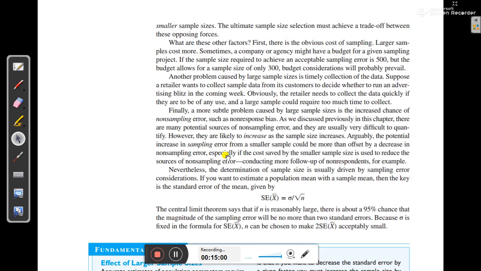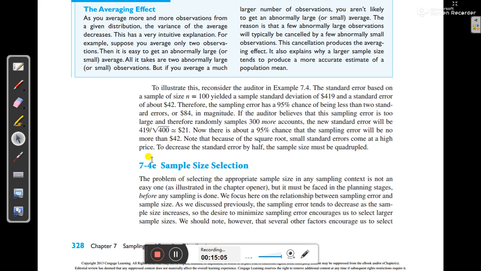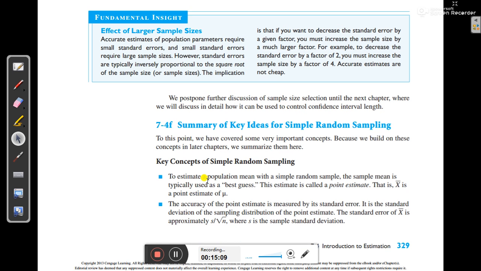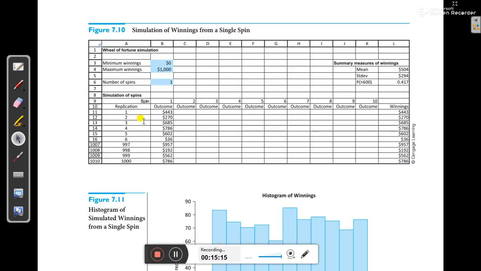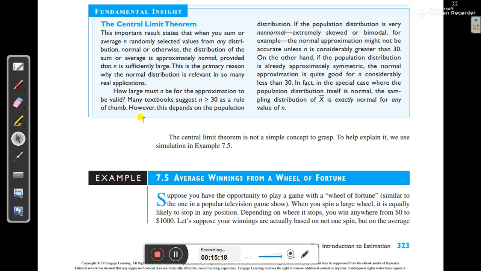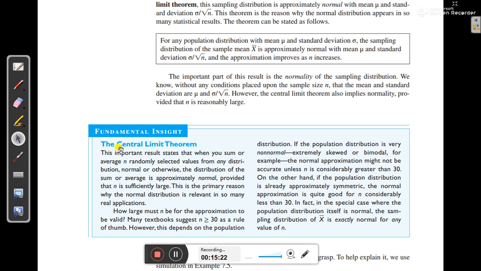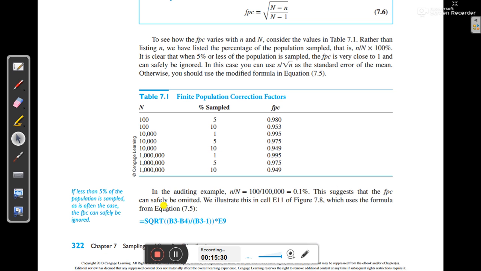We'll try to go into more detail in the next class: how we can select sample size, and the summary from simple random sampling. We'll try to understand the problems related to this and what you need to learn from this, and again the central limit theorem in the next video. If you have any doubt, please let me know. We'll try to resolve it over Google Meet.